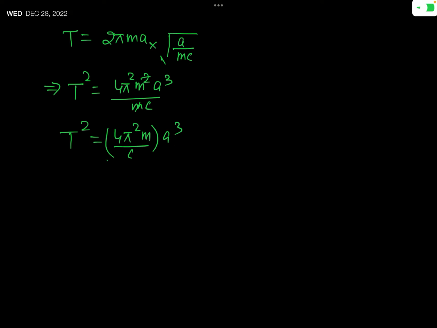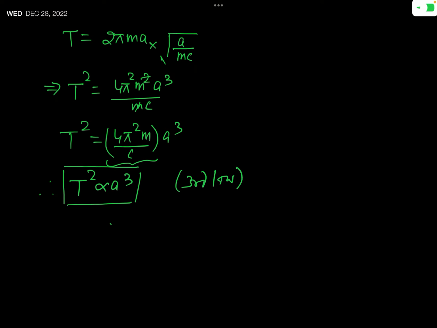Now you can see this bracketed term is a constant. And therefore we can say that T square is proportional to A cube. And this is actually the third law of planetary motion, which is called the harmonic law. This is the third law of Kepler. So you can see that in a very simple way we can derive all three laws of Kepler regarding planetary motion.